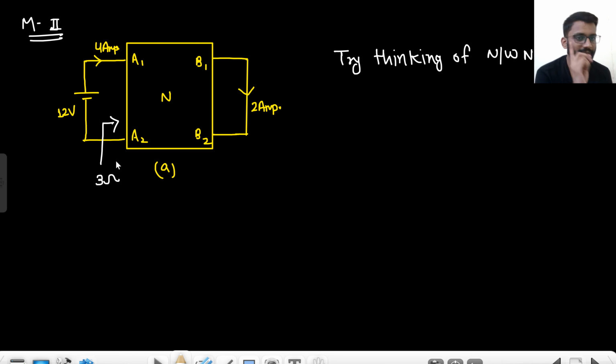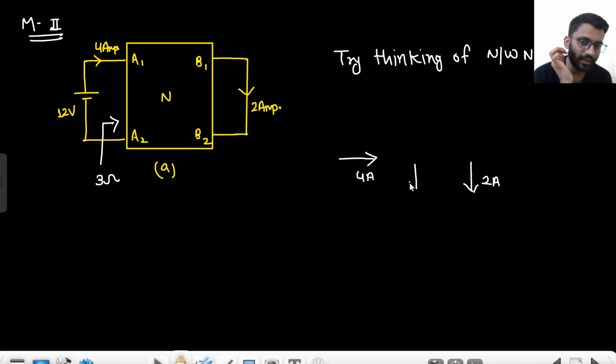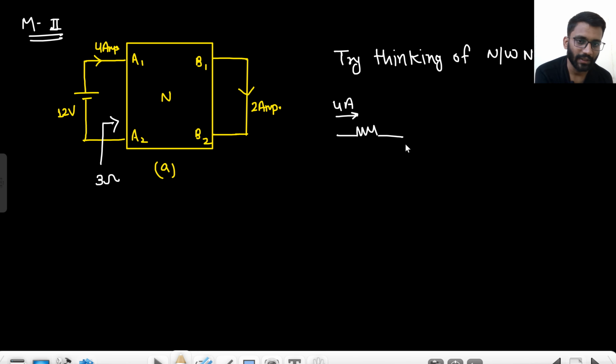This one thing you know, and one more thing you know: if 4 ampere current is going this way and 2 ampere current is going in a short circuit part, that means the rest of the 2 ampere current should go here. So if I make a T network or star network, I can make a network like this. 4 ampere current is going this way.